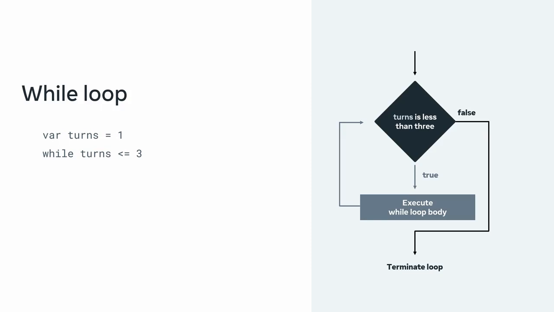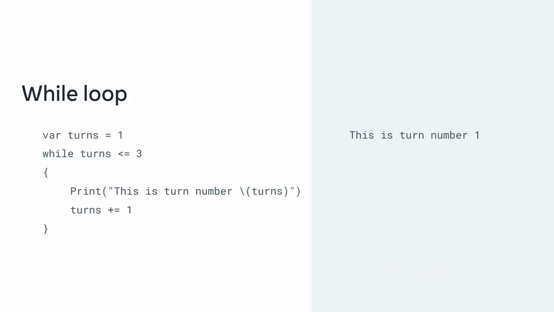In the body of the loop, you print the turn number. Print this is turn number. Finally, you increment or add the value of 1 to the turns variable. turns += 1. The loop will continue running until turns is no longer less than or equal to 3, and then it will terminate.